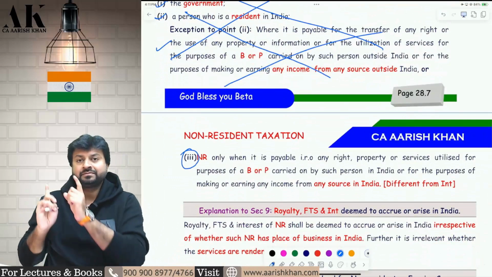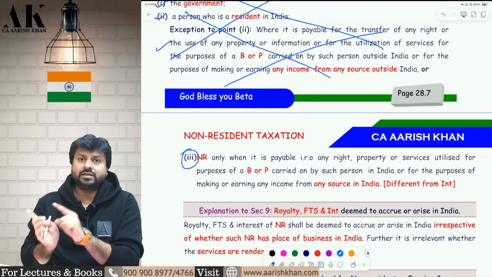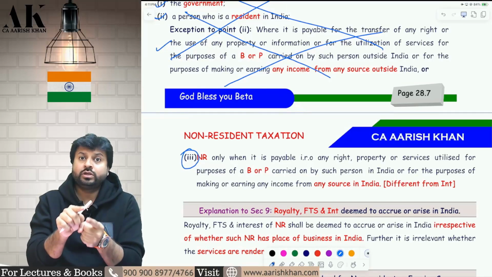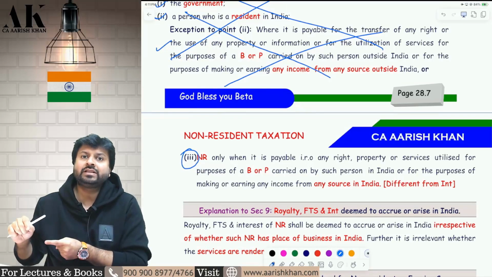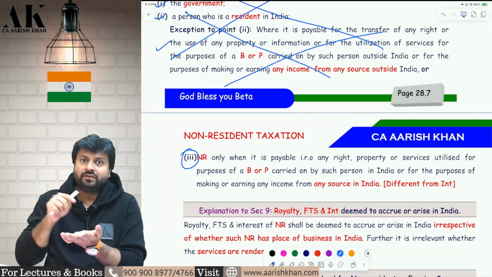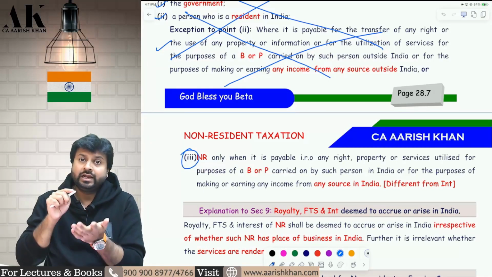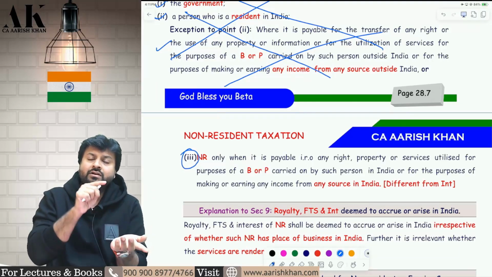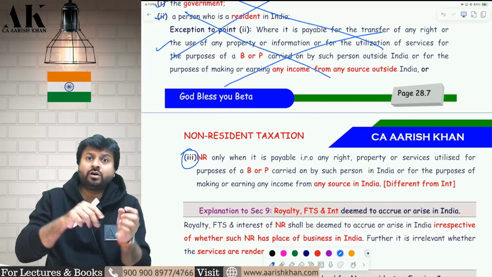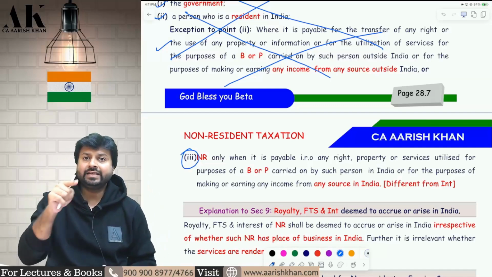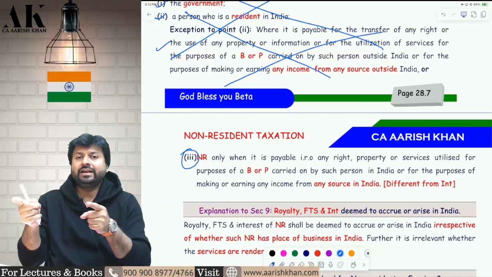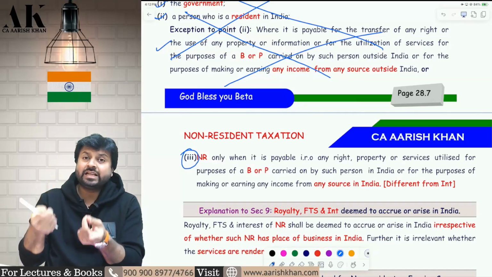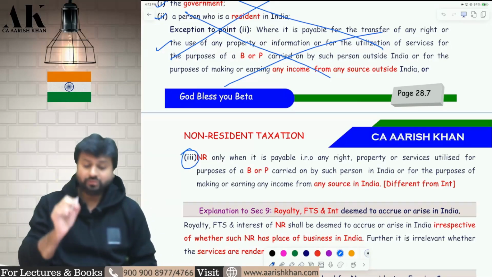Now listen carefully. Suppose a US person is selling, for example, computer software to a UK person. Now the UK person is paying that royalty to the US person. Whether that royalty is accrued in India or not depends upon where that software is used. If that software is used in India for business purpose, profession purpose, or any other purpose, then that royalty will be taxable in India. And if that software is used outside India for business, profession, or any other purpose, then it is not accrued in India.